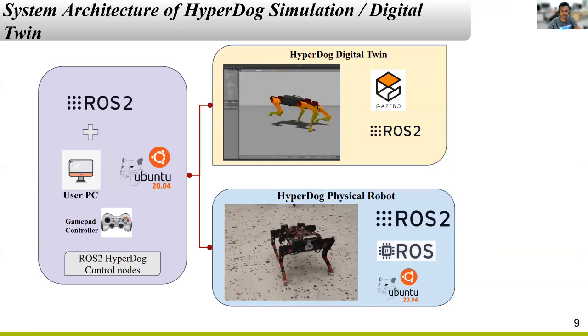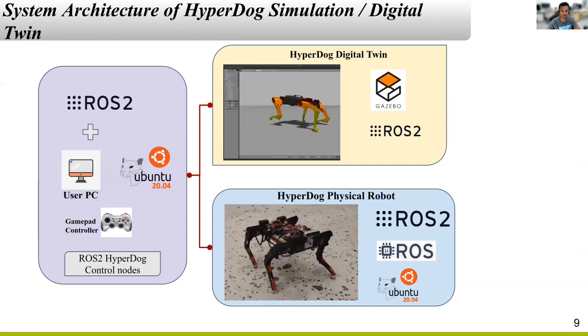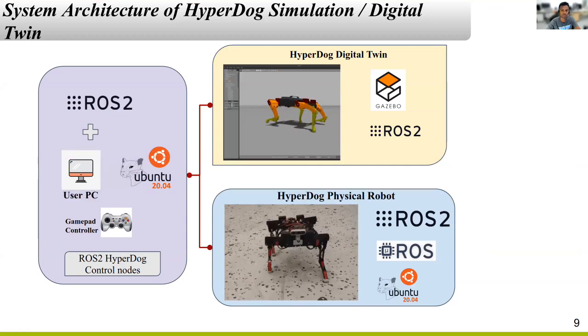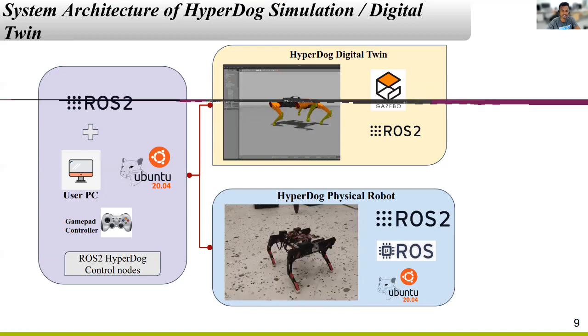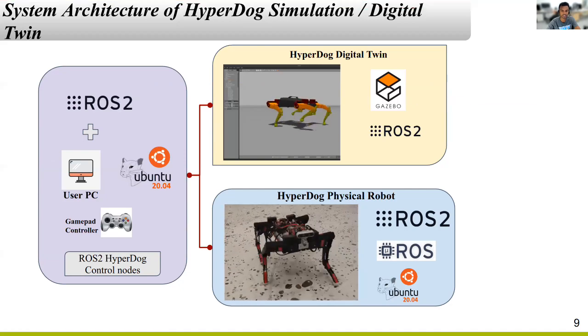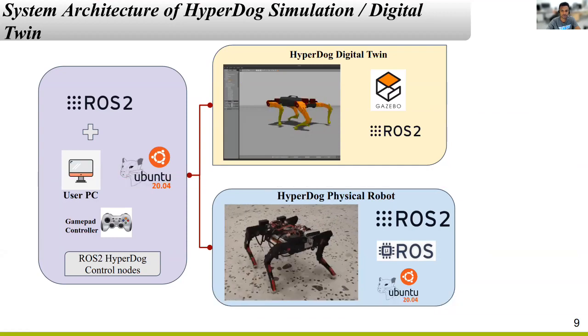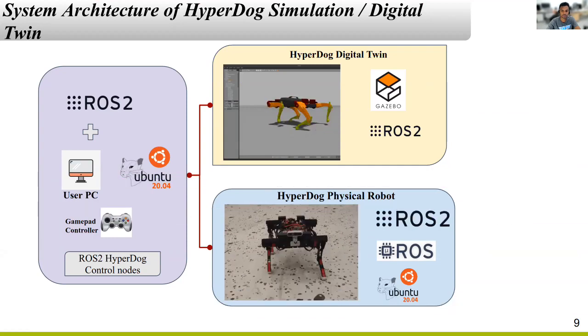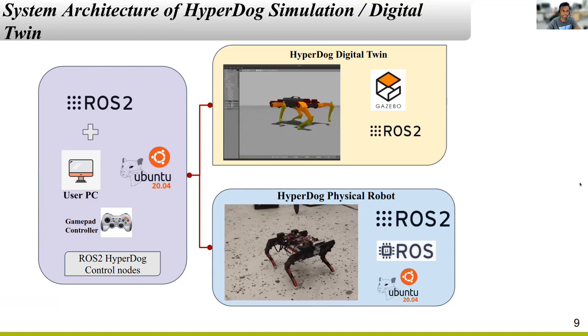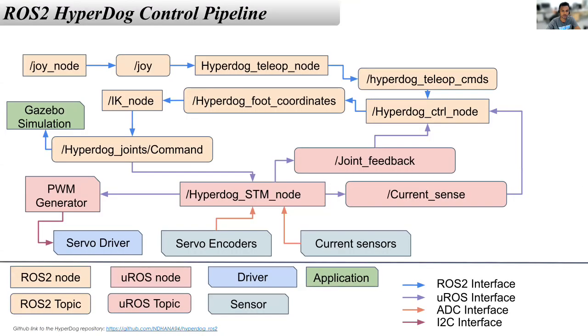Launch and develop the HyperDog Gazebo simulation package on a ROS2 installed Ubuntu PC. We can simulate and test custom locomotion algorithms easily and safely, and it can also work as a digital twin of the HyperDog robot. Now I will explain the ROS2 HyperDog control pipeline.